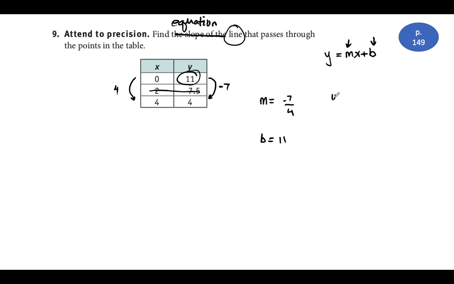All right, so y is equal to m, which is negative 7 over 4. M is always multiplied times x. So I'm going to multiply negative 7 over 4 times x. And then I'm going to add my constant term of 11. And there is the equation of the line that goes through these 3 points on the coordinate plane. No graph necessary! Are you getting excited? I hope you're getting excited.